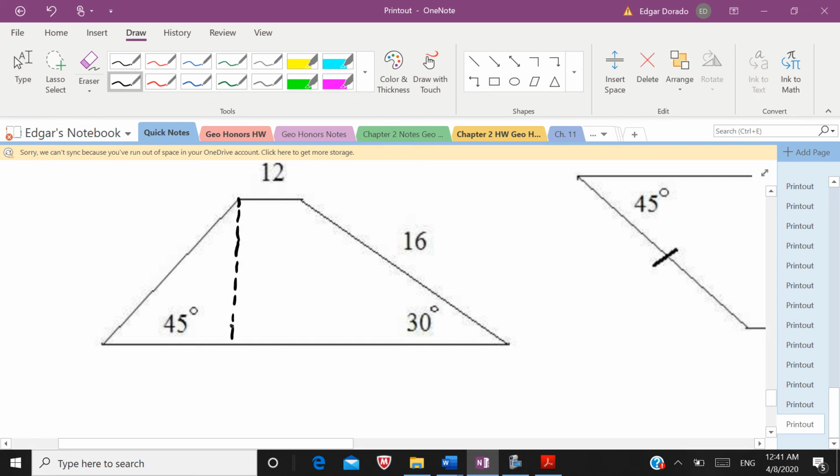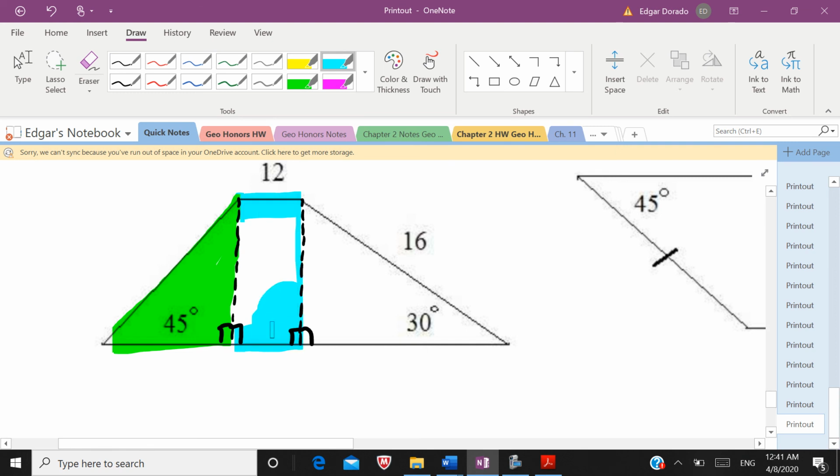that to me looks like a height perpendicular to the base. What did I just split this up into? Well, one triangle here, a rectangle right here, and a second triangle over here. So what do I have to do here, guys? Well, I just have to find the area of all 3 of them.